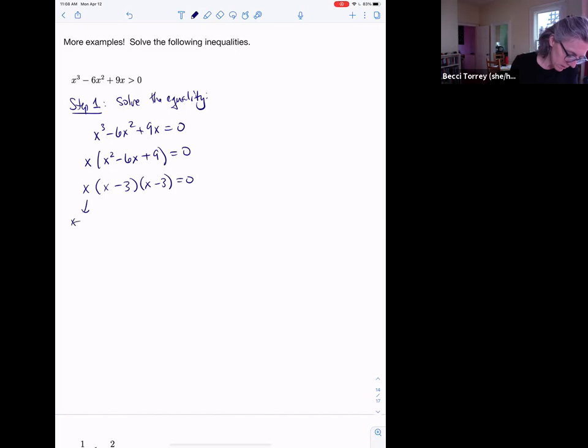So we get x equals 0. And then both of these give x equals 3 as a breakpoint. So step 2, we do our sign analysis.